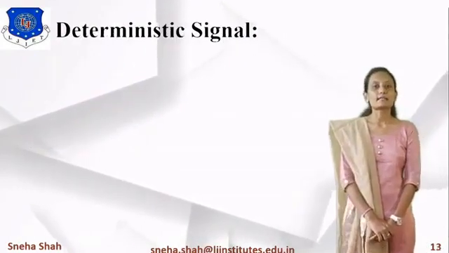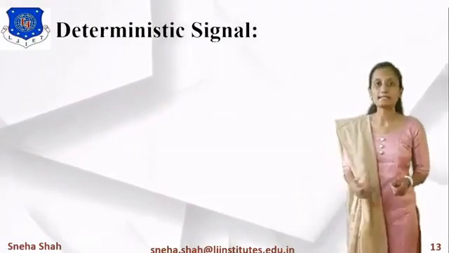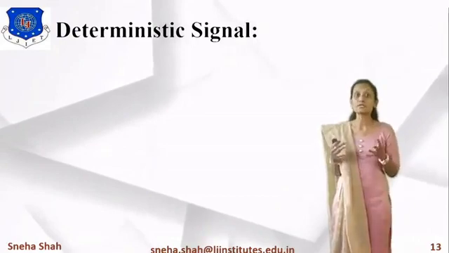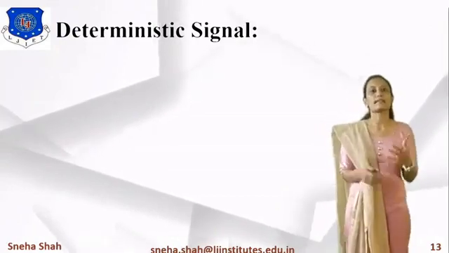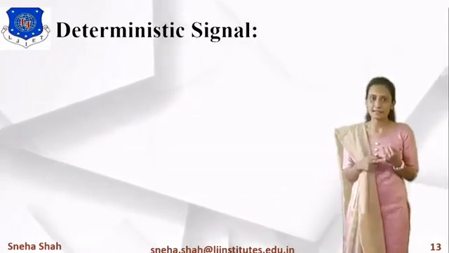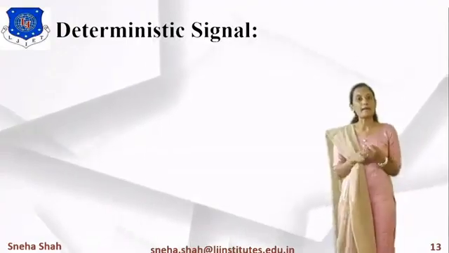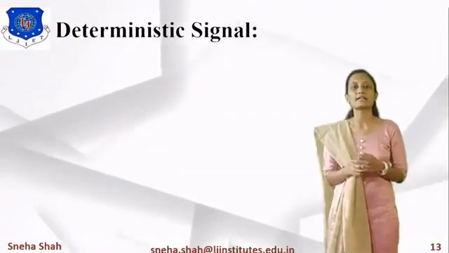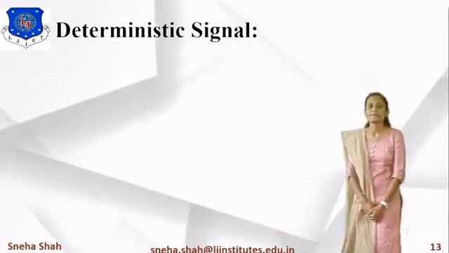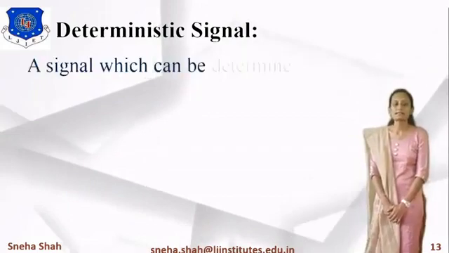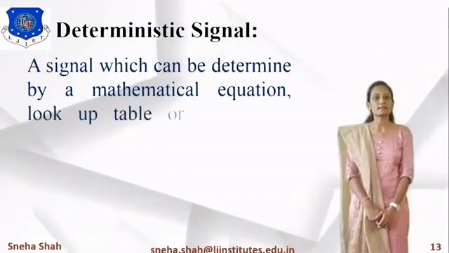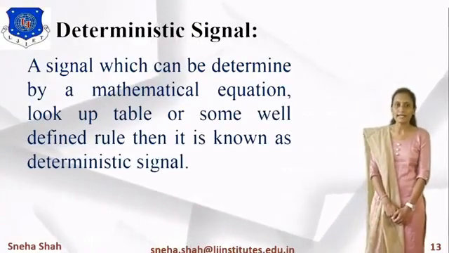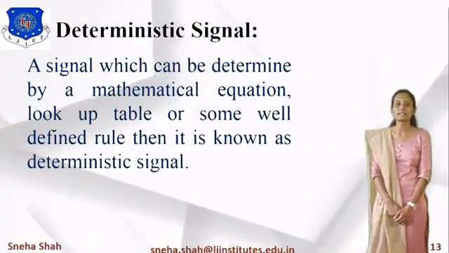Now the next type of signal is the deterministic signal. What is a deterministic signal? A deterministic signal is one kind of signal which we can determine by any method, by using a graphical method, a mathematical integration method, a lookup table method, or any well-defined rules. So a signal which can be determined by a mathematical equation, lookup table, or some well-defined rule is known as a deterministic signal.